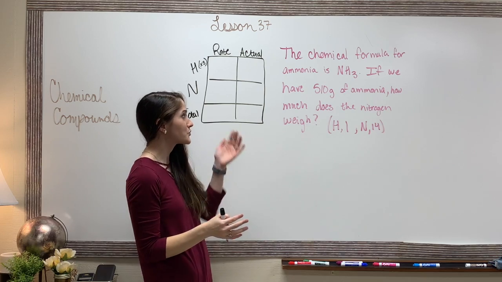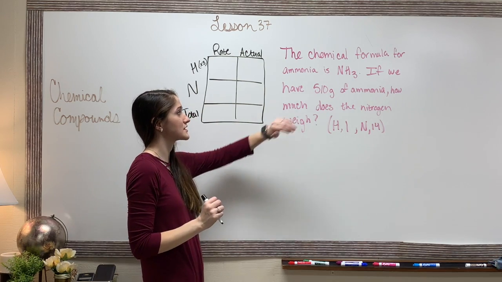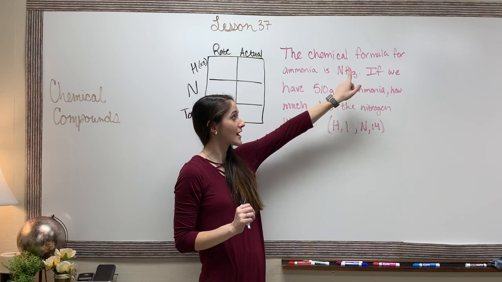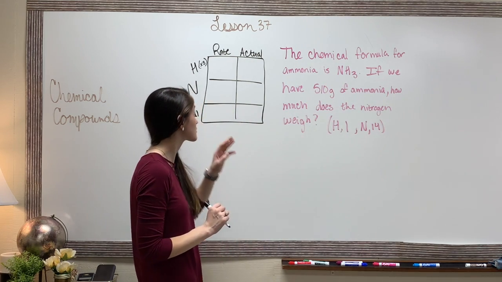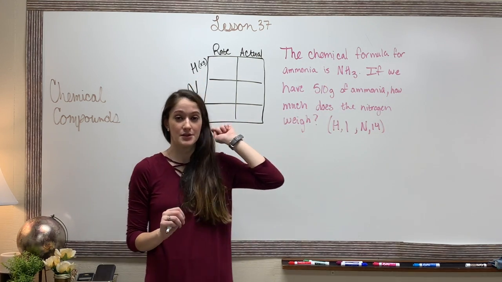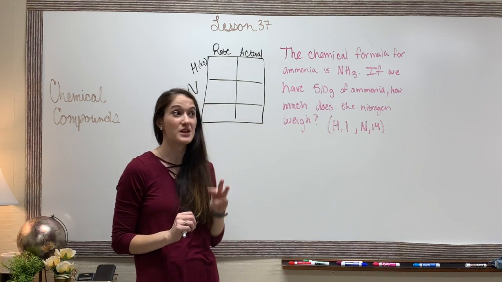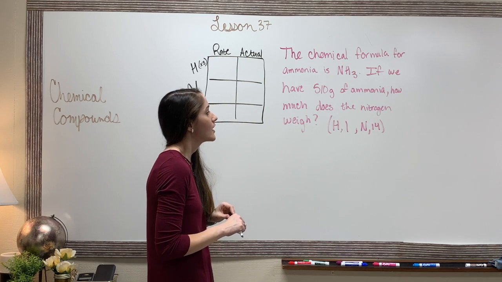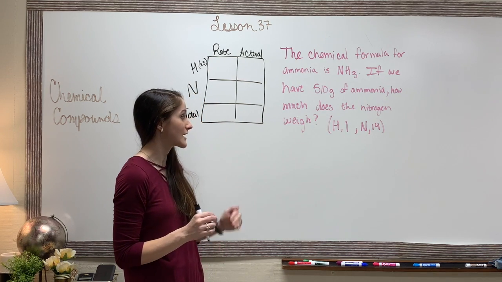And our second example is very similar, and this time we're dealing with ammonia. And it says that it has nitrogen and hydrogen. Notice that hydrogen says 3. I even made a little note here so that I can remember to multiply that weight by 3 because there are 3 of them. So if we have 510 grams of ammonia, how much does the nitrogen weigh?